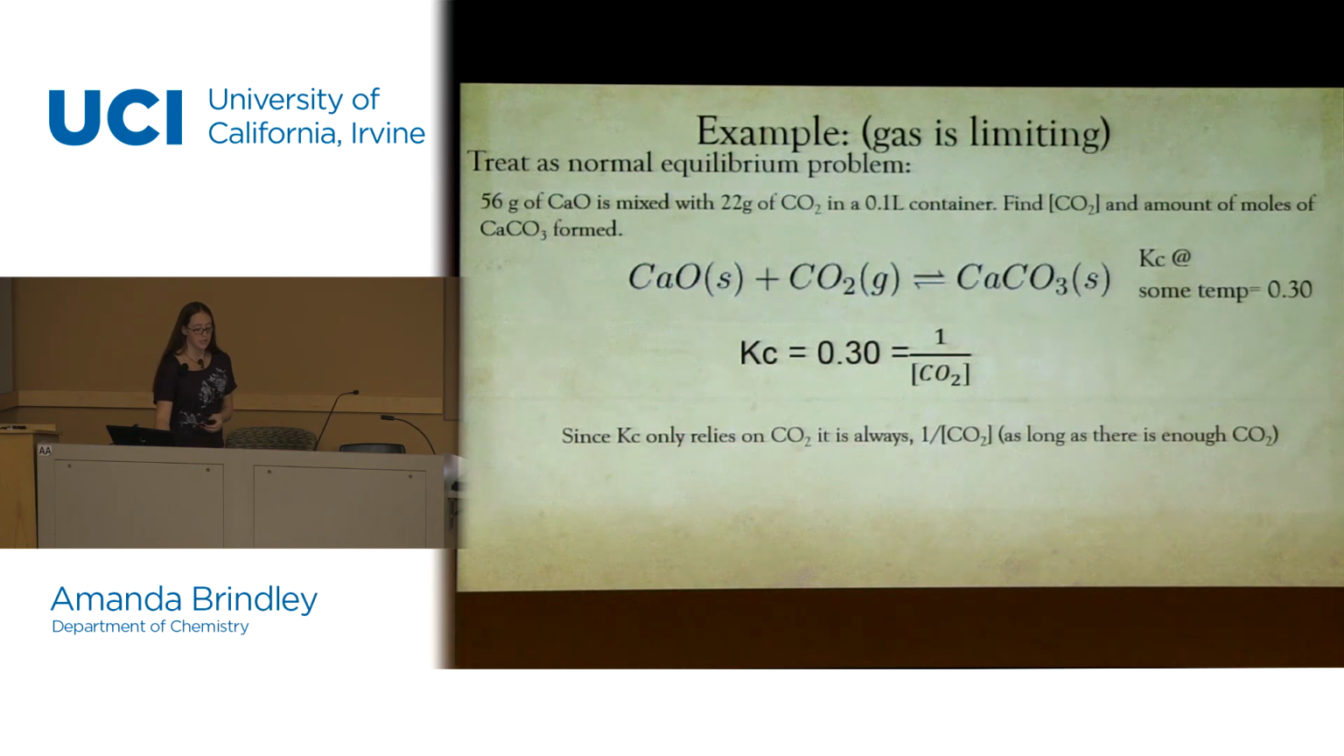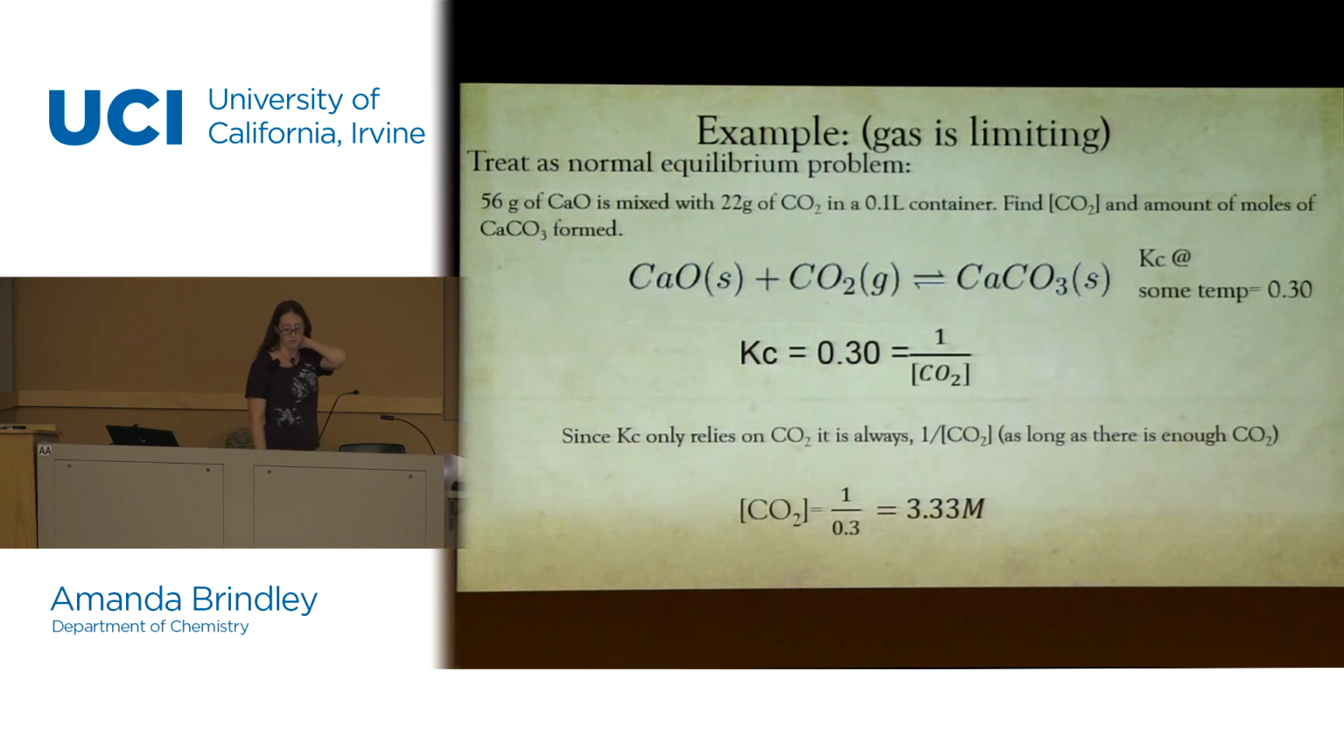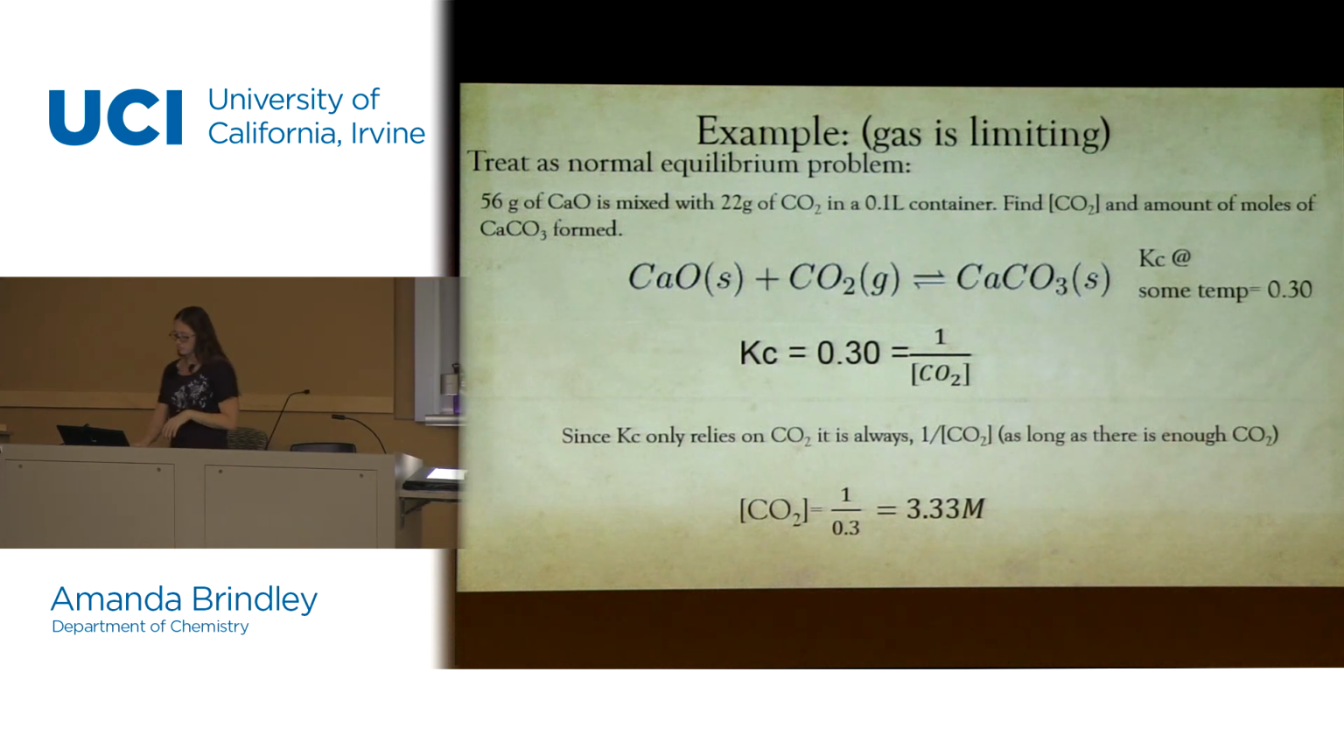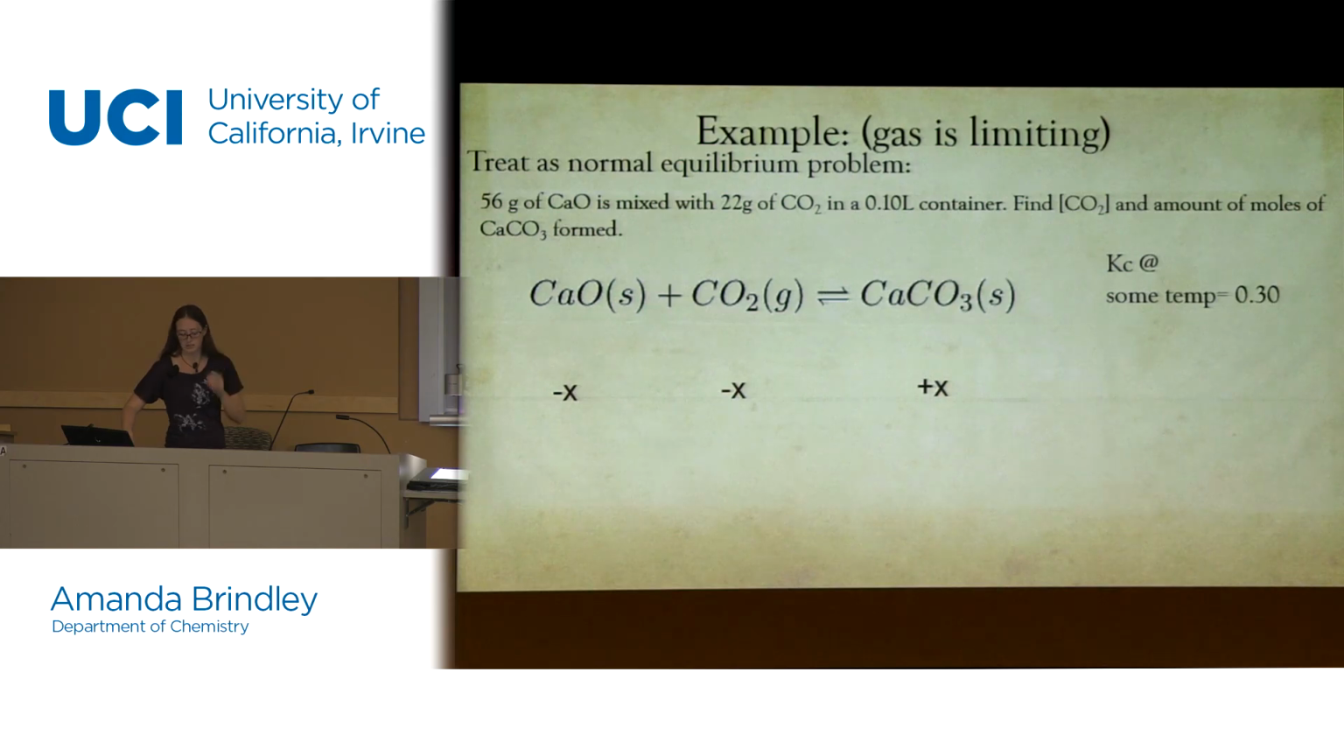Okay, so we just take 1 over the concentration of CO2, or Kc. So 3.33 molar, as long as there's enough. Now, let's look at what happens though when we go to find the moles. Notice I do say moles of CaCO3 formed, that's just to make the problem a little shorter. Ignore those X's for a second, the ordering is a little mixed up.